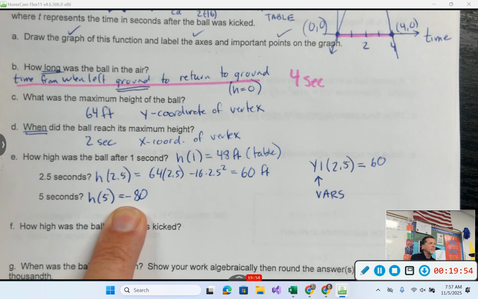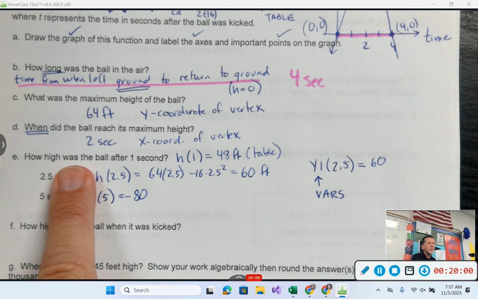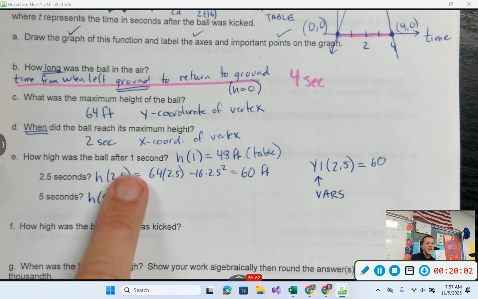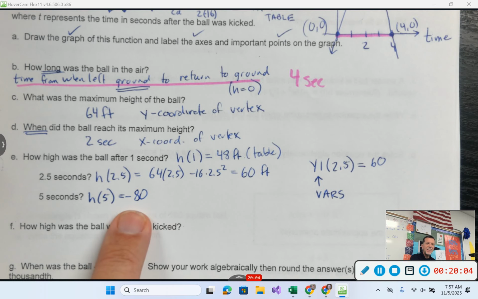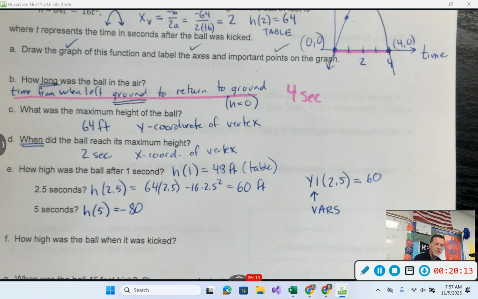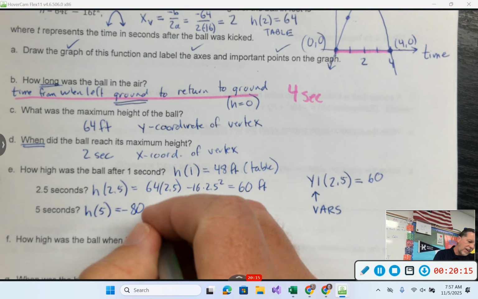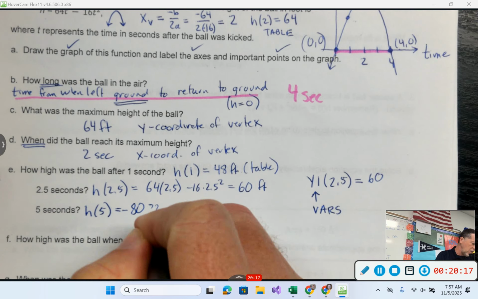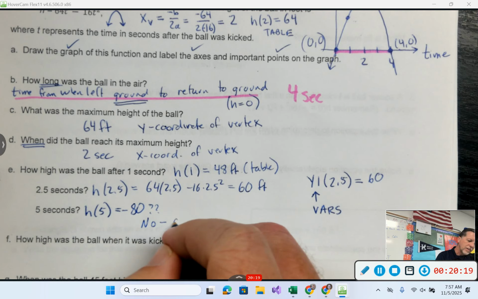Okay. Eli, did you find it? Yes. Okay. Negative 80. But hold on. Read this question again. How high was the ball after 1 second? Negative 80? Why can't that be right? I mean, unless we're throwing it off a cliff or something. Negative 80, let's say no. We already hit the ground.